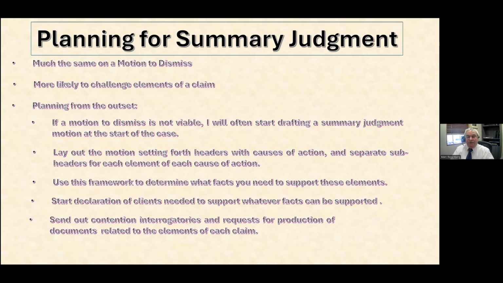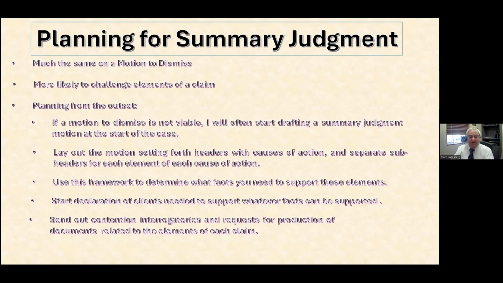And so you may want to start planning from the outset. Even if you can't bring that 12B6, you might start planning for a summary judgment. And so at the very outset, you may in your mind want to lay out the motion, whatever headers there are, the subheaders, determine the elements of each cause of action. And this framework will help determine what facts you need to support elements or to attack elements.